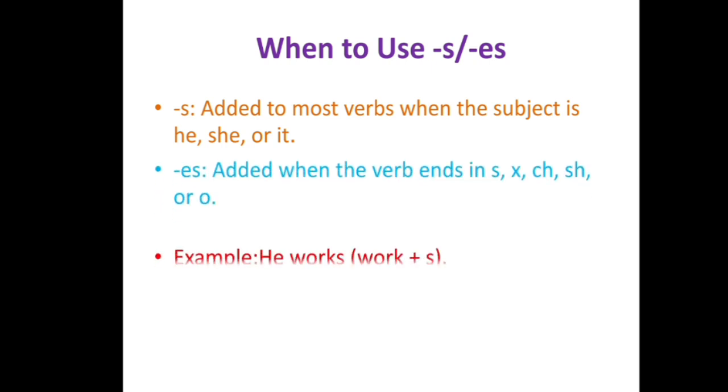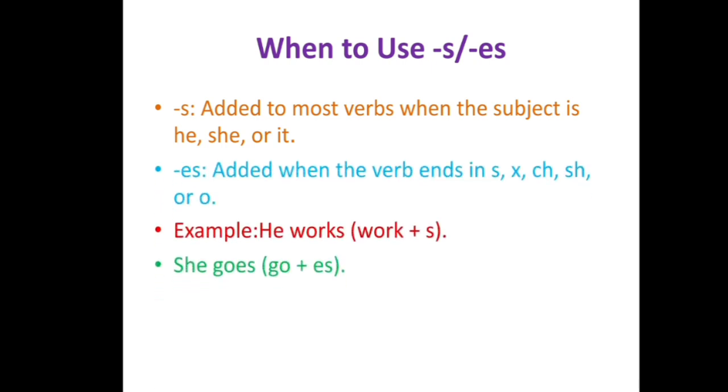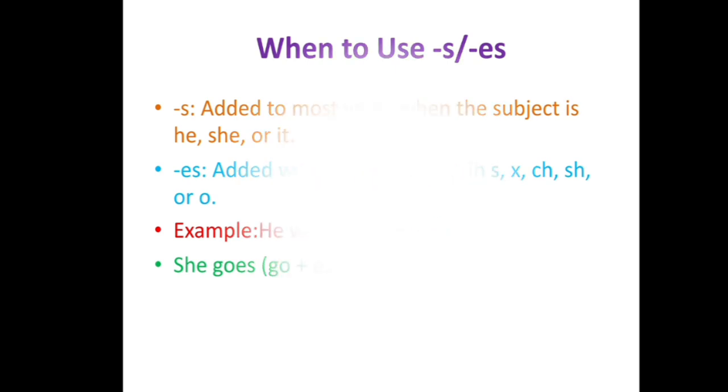When to use s or es? So, when should we add s or es? S is added to most verbs when the subject is he, she, or it. Example, he works hard. Es is added when the verb ends in s, x, ch, sh, or o. Example, she goes to school. These small changes make a big difference in English grammar.